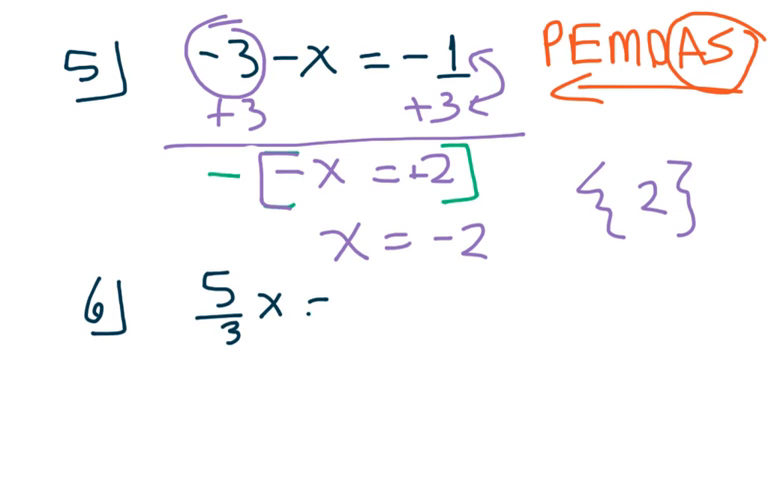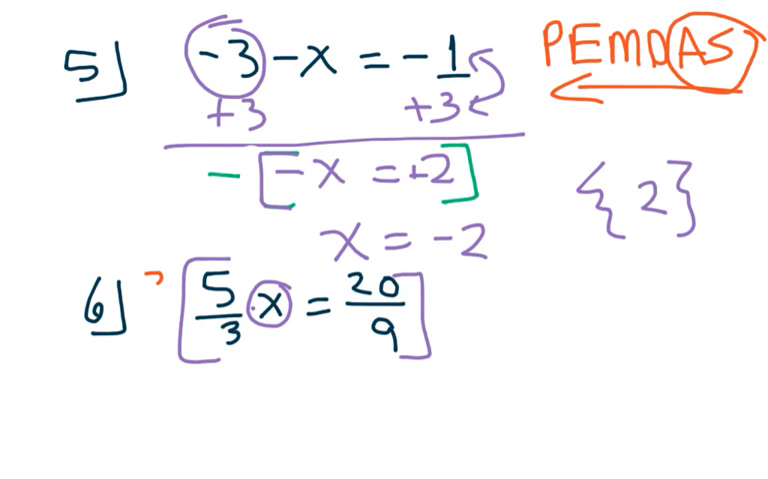Okay, number 6, we have 5/3 x equals 20/9. Now in this case, it's always just multiply both sides by the reciprocal of what constant is in front of the x. So in this case, our constant is 5/3. So I'm going to multiply both sides by 3/5. Because this would be 15/15, which is 1. That cancels, and you're left with x.